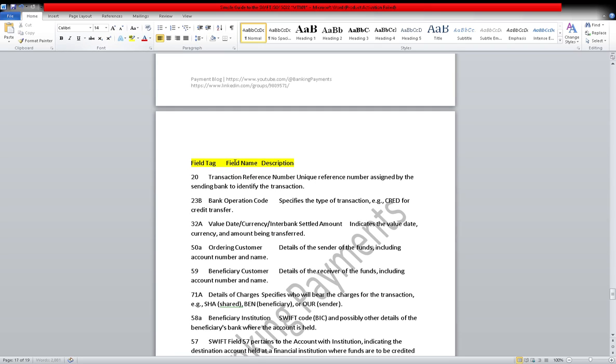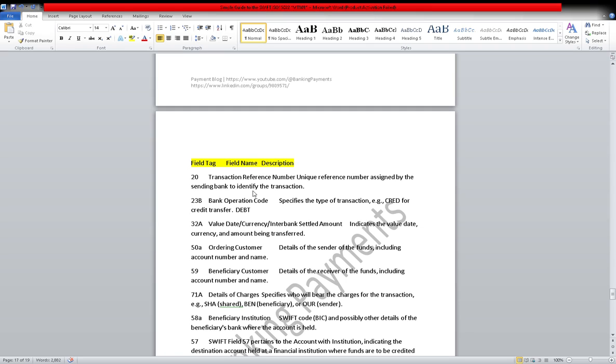This is important. I will mark it here. Then next is 23B, the bank operation code. It specifies the type of transaction, whether it is credit, and there is one more, DEBT, debit. So it is credit or debit. But whatever transactions you are doing, you are always sending a payment to someone else. That's why I have only seen credit and not debit in any specific test cases or user stories I have studied. So 23B is the bank operation code.